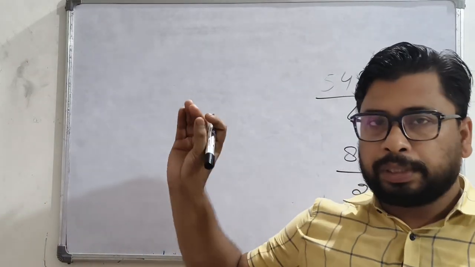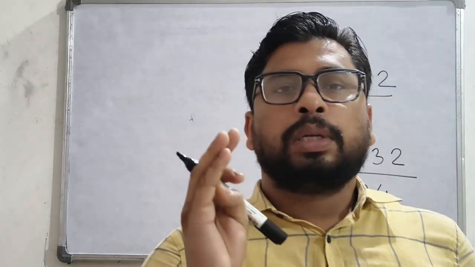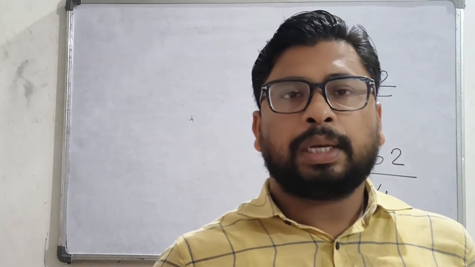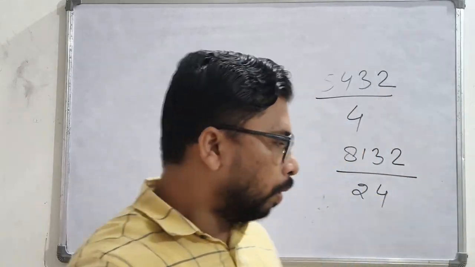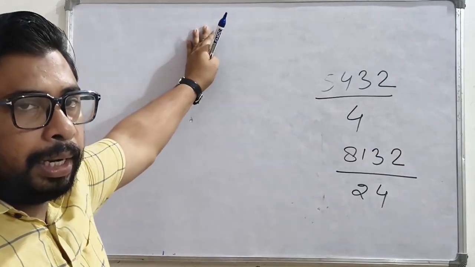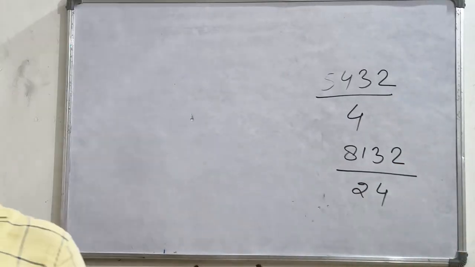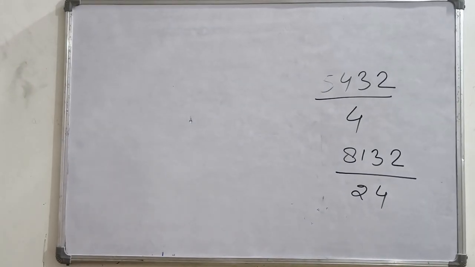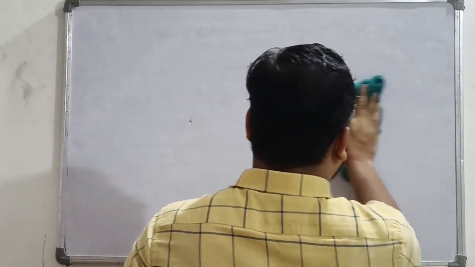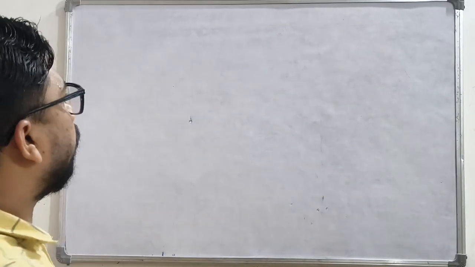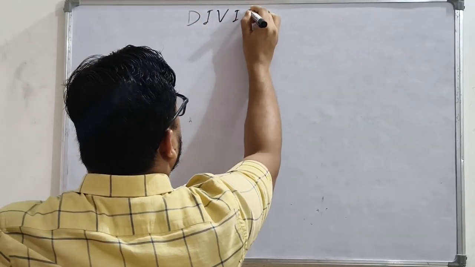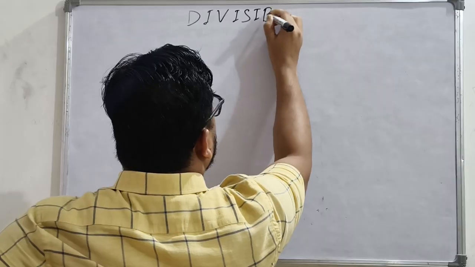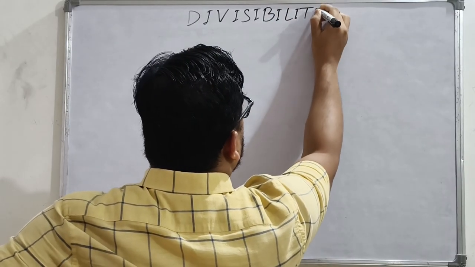To speed up your calculation, you should know the divisibility rule of 2, 3, 4, 5, 6, 7, 8, 9, 10 up to 11. Okay, so now we are going to start the divisibility rule. What does the divisibility rule say?